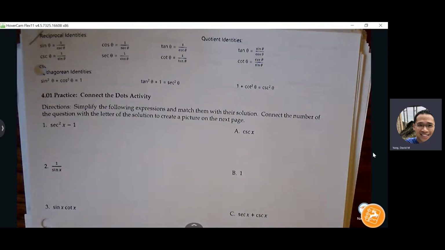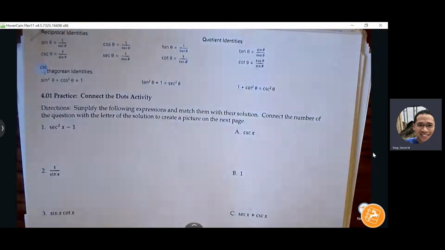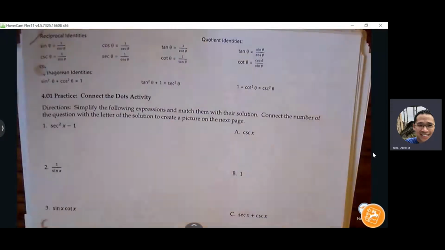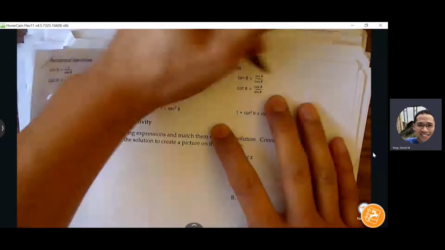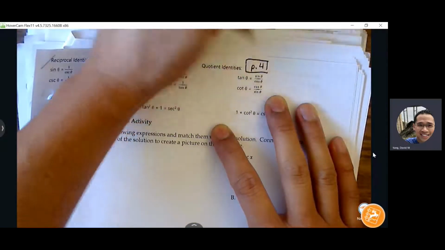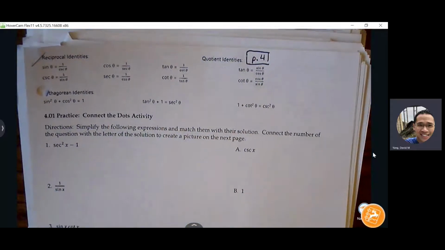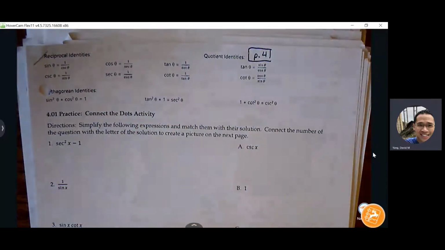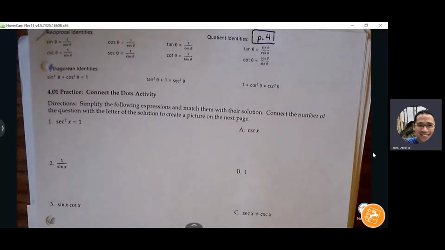Let's turn to page 4. I know we got started with this 4.01 practice, and I would like to continue to work on this. I expanded this page out just so I can show more work as I go through with you. But this is page 4.